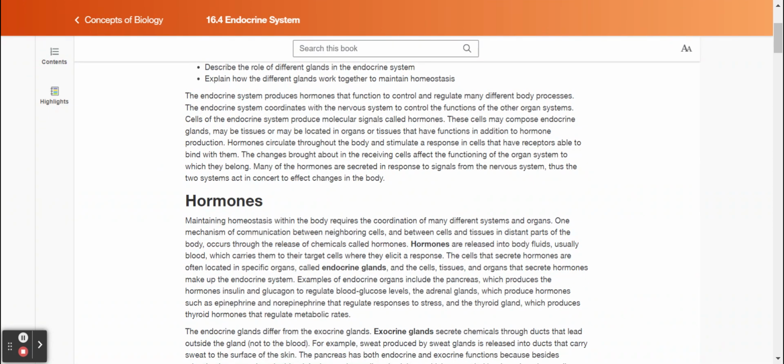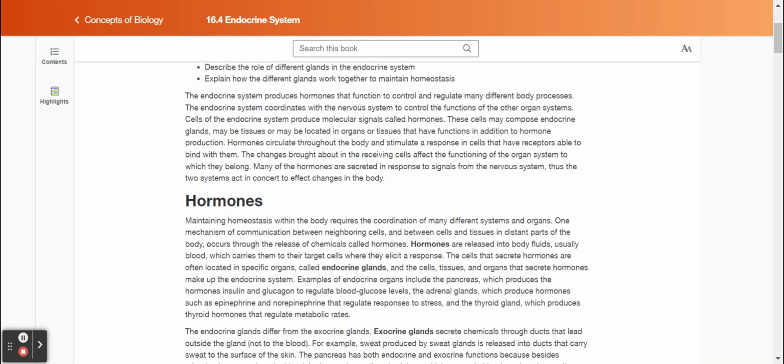The endocrine system produces hormones that function to control and regulate many different body processes. The endocrine system coordinates with the nervous system to control the functions of other organ systems. Cells of the endocrine system produce molecular signals called hormones. These cells may compose endocrine glands, may be tissues, or may be located in organs or tissues that have functions in addition to hormone production.